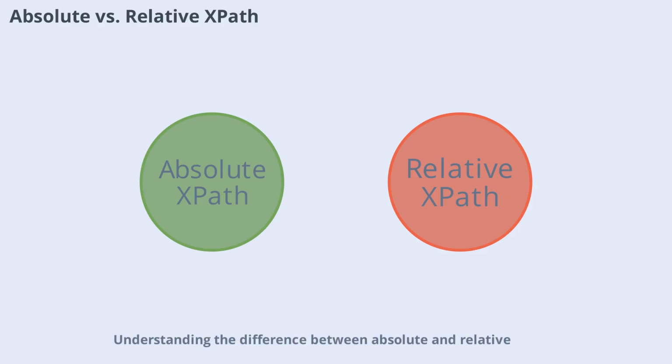Understanding the difference between absolute and relative XPath is key for effective element selection. An absolute XPath starts from the root node and follows a fixed path, making it fragile if the page structure changes. In contrast, a relative XPath searches for elements anywhere on the page, offering more flexibility and robustness. Using relative XPath is generally recommended for dynamic web applications where the UI may change frequently.